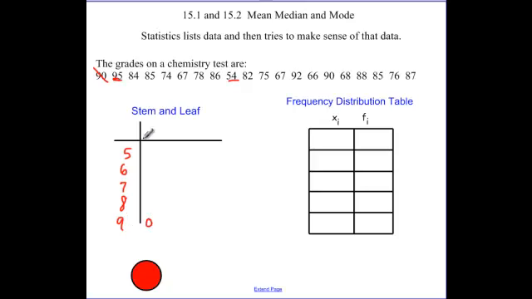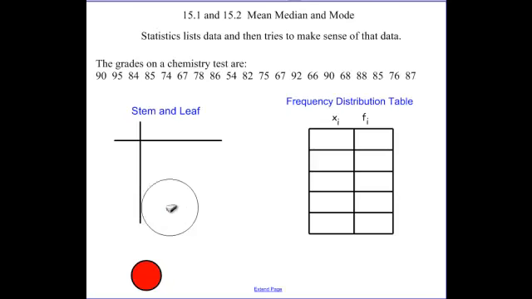90. The next one's 95. So we'll put the 5 there. 84. Go to stem of 8, a leaf of 4. 85. Stem of 8, leaf of 5. And we will go through that and do it to all pieces of data up there.